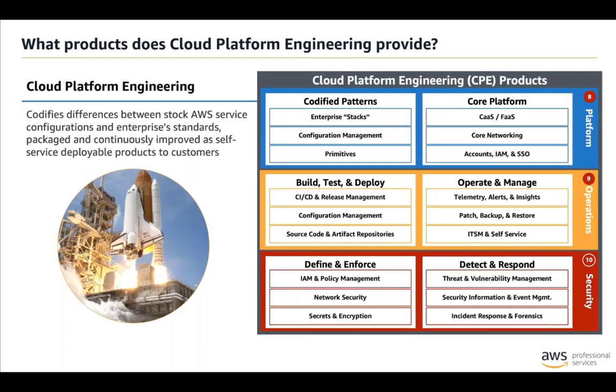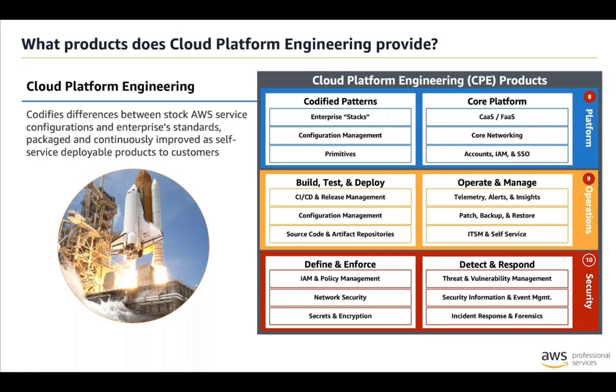The Cloud Platform Engineering team codifies differences between stock AWS service configurations and enterprise standards, and then packages and continuously improves them as self-service deployable products to their customers. Platform establishes core shared platform capabilities and codified patterns to enable enterprise self-service deployments by application development teams via a service catalog.